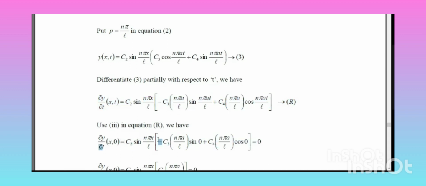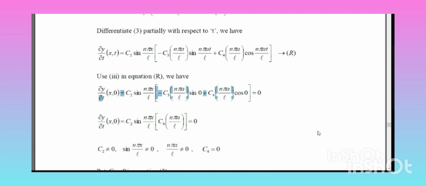So dou y by dou t, x comma 0 is equal to C2 sin n pi x by L into minus C3 n pi a by L sin 0, because t is equal to 0, sin 0, plus C4 n pi a by L into cos 0 is equal to 0. We have applied condition number 3 in equation number R.